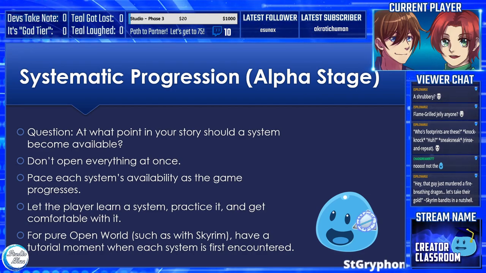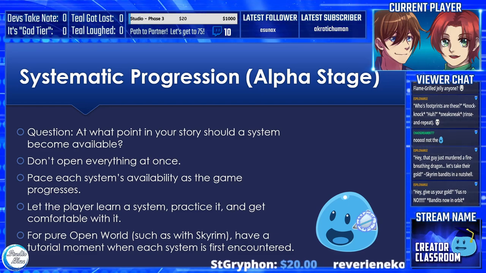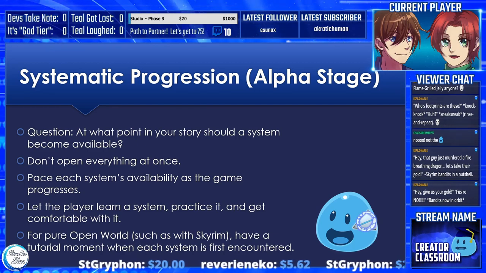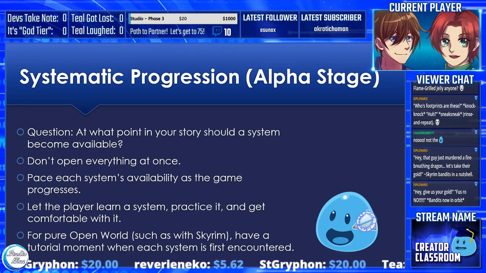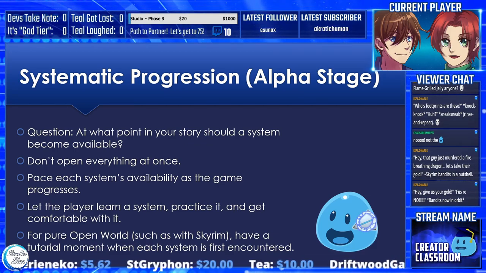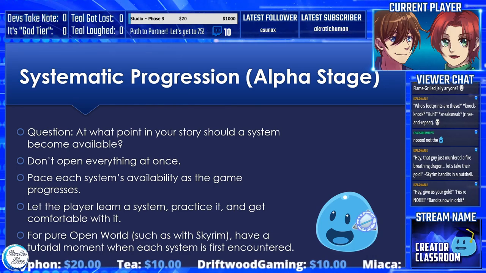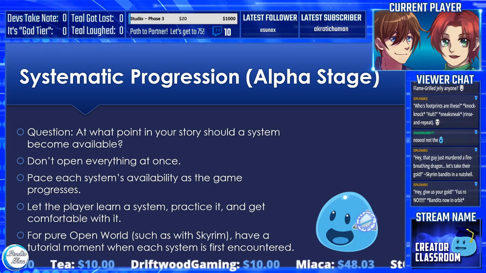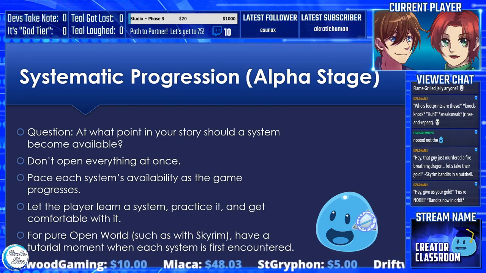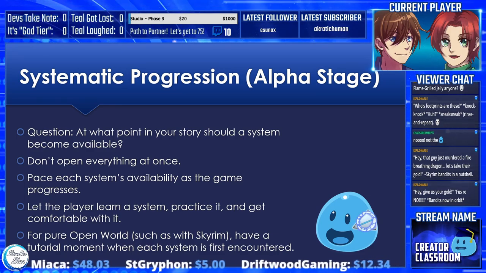Okay. So now we're posing a question. At what point in your story should a system become available to the player? It's not a good idea to open everything at once. Instead, pace each system's availability as the game progresses. Opening up new systems as the player moves through the game allows them to learn a system, practice that system, and be comfortable with that system before moving on.